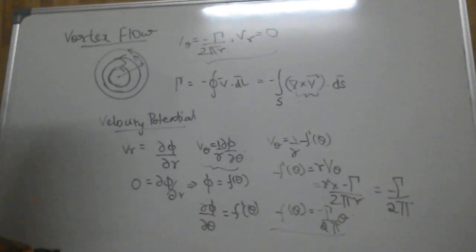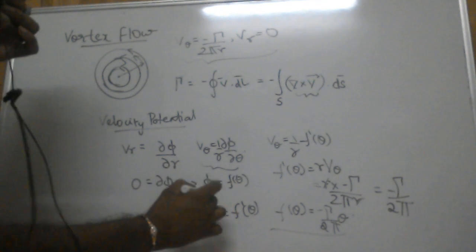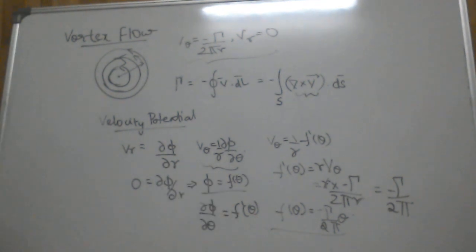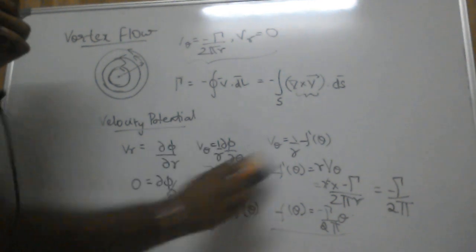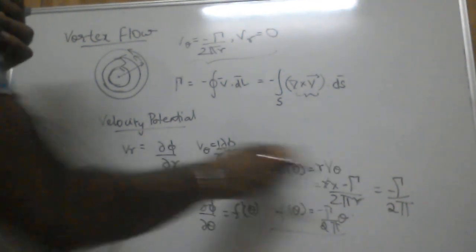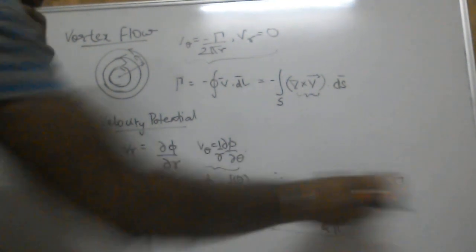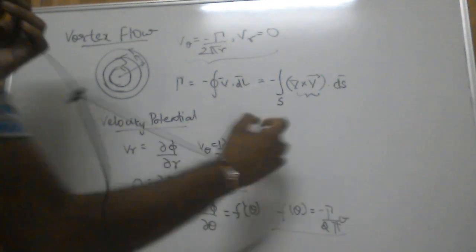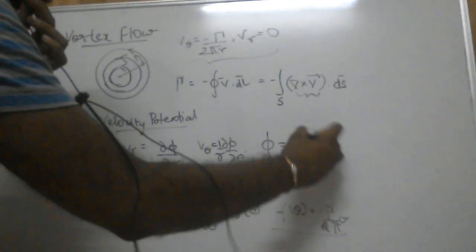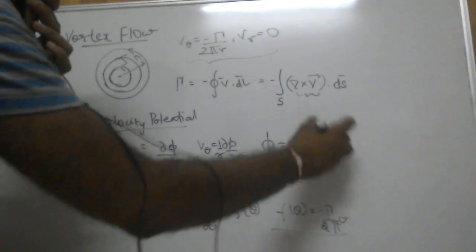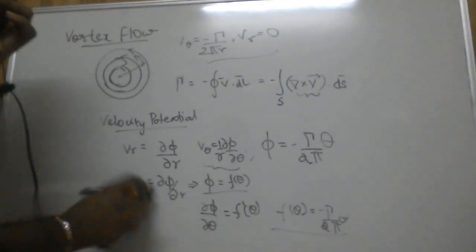That is what we get for f of theta, which is what we need. Phi is f of theta, right? So therefore, let me just erase all of this. So therefore, the potential function is minus gamma by 2 pi into theta.